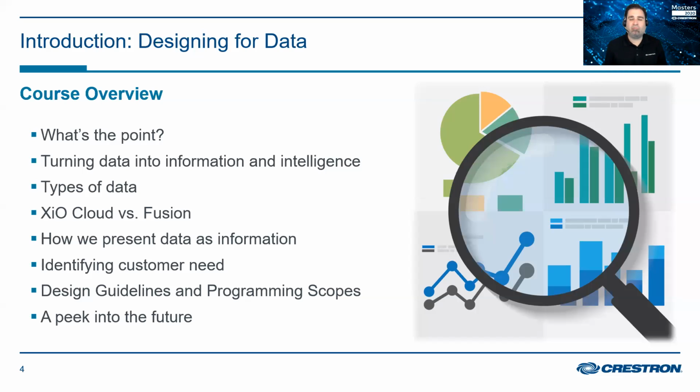We will get into those burning questions of XIO versus Fusion. I can't tell you how many times I get that question. That really is probably the biggest burning question anytime I have any sort of XIO or Fusion conversation. What are the differences between them? How do I pick? We're going to talk about how we present data as information, so the conversion process of taking raw data and visualizing it as usable information.